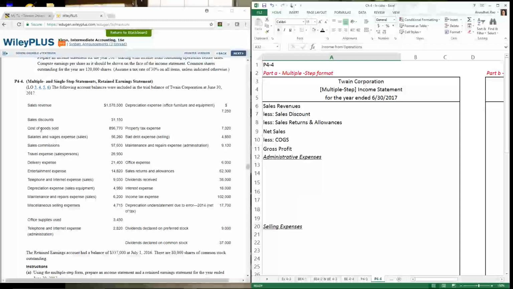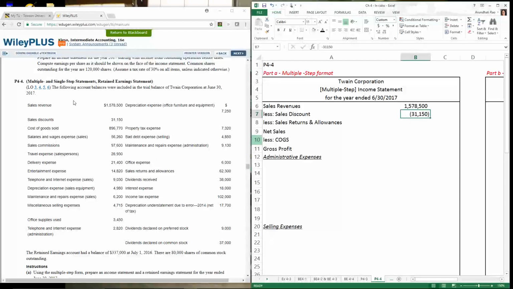Okay, so let's start out with looking at the problem and seeing what information is given and if we can immediately plug it into this format. Sales revenue is given to us, so I have my information over here. And here I'm using an inside column and outside column just because it's easier for me to visually see it and explain it to you. The next item we have is sales discount. I'm going to write less sales discount, so I'm putting the number in parentheses.